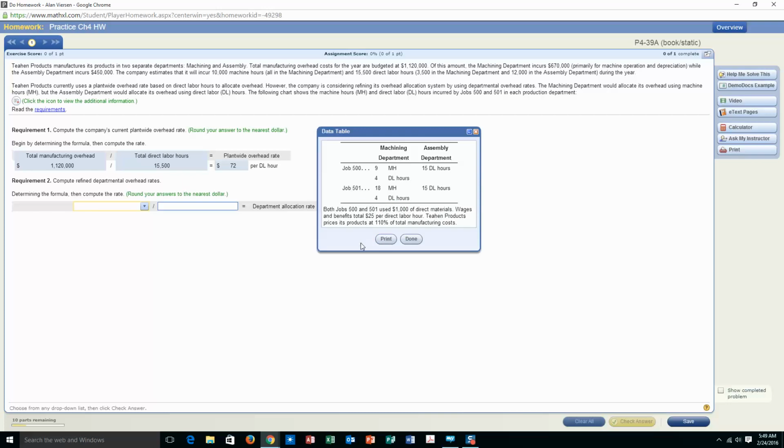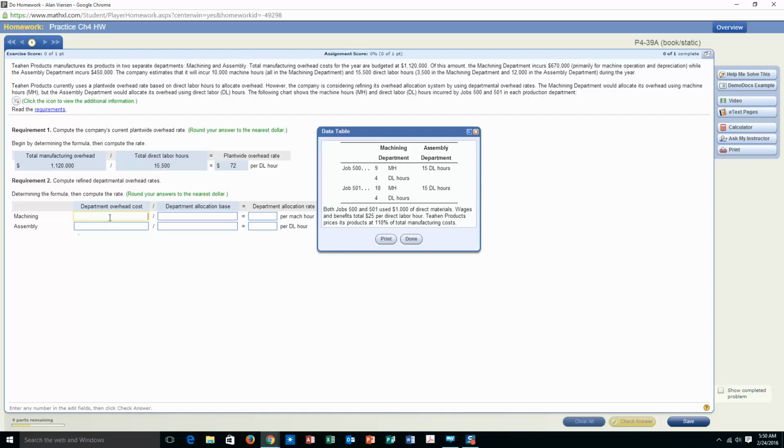Next, we're going to calculate the departmental allocation rate for each of the machine department and the assembly department. So here we're going to take the department overhead costs and divide it by the department allocation base. Okay, so that is correct.